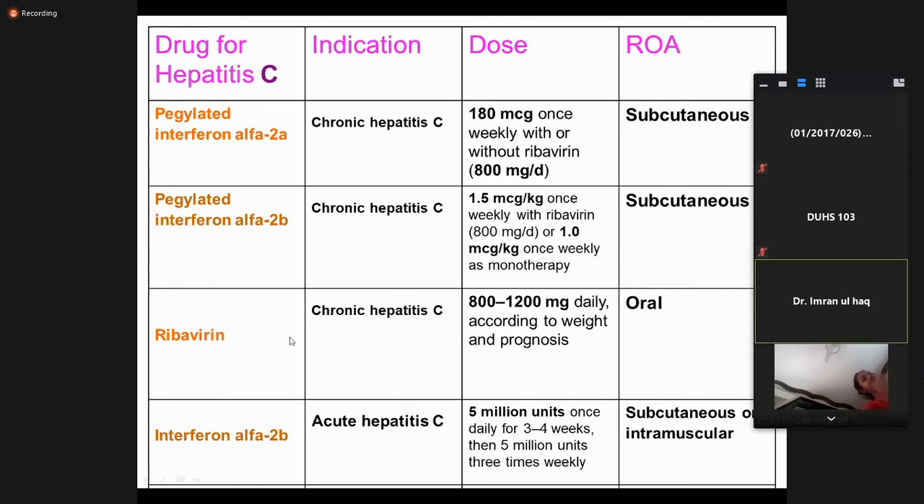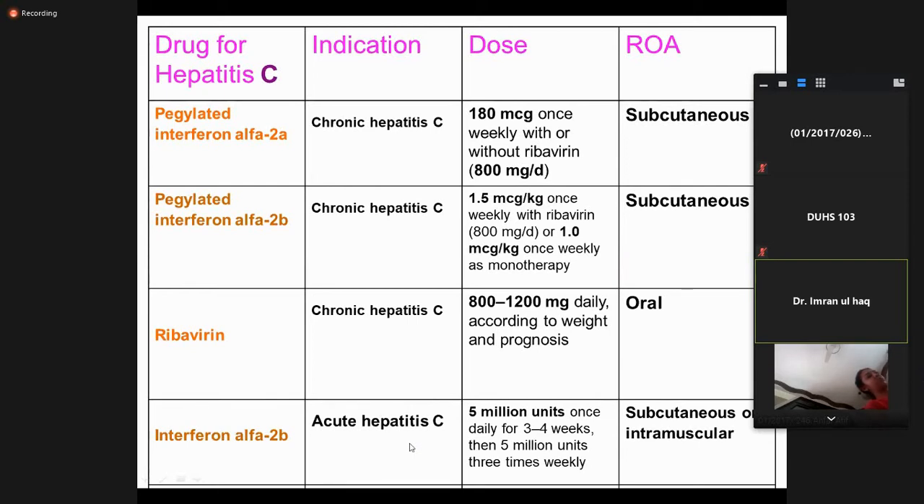So, okay, ribavirin. This is the older drug that can be used in the treatment of hepatitis C, at 800 to 1200 milligram daily according to weight and prognosis, right? Now this point is clear: according to weight and prognosis, and the route of administration is oral. Okay, interferon alpha 2b. This is the preparation that we can use in the treatment of acute hepatitis C, 5 million units once daily for 3 to 4 weeks, then 5 million units 3 times weekly.